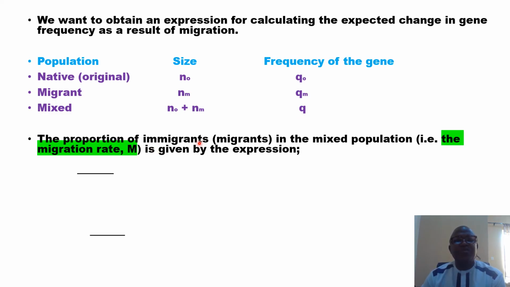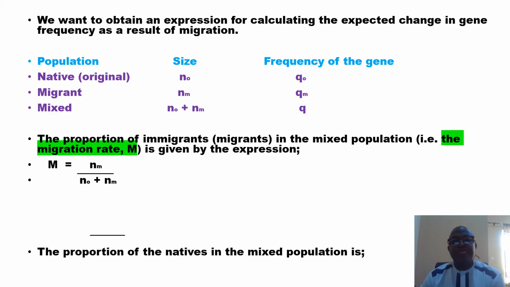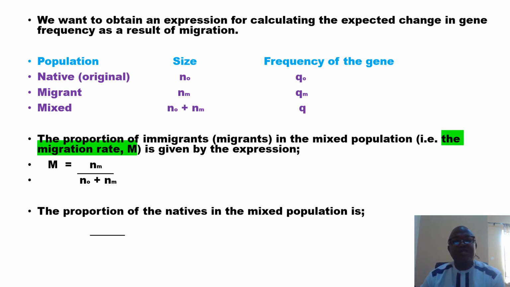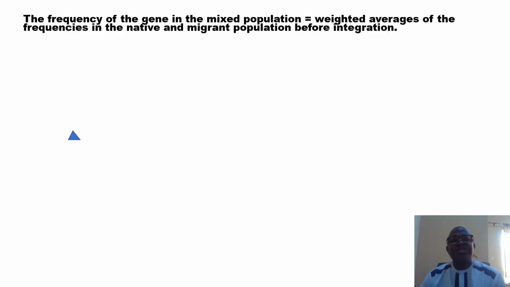To get the proportion of immigrants, or those who migrated into the mixed population, which is the same thing as the migration rate, it is given by the expression m equals NM divided by NO plus NM. So the proportion of natives in the mixed population is 1 minus m, which is the same thing as NO divided by NO plus NM. The frequency of the gene in the mixed population is estimated as a weighted average of the frequencies in the native and the migrant populations before integration.